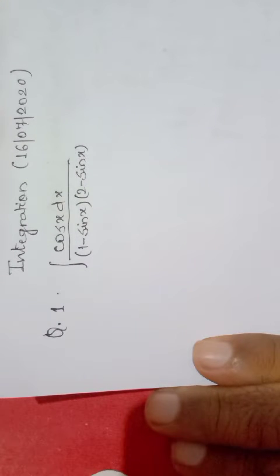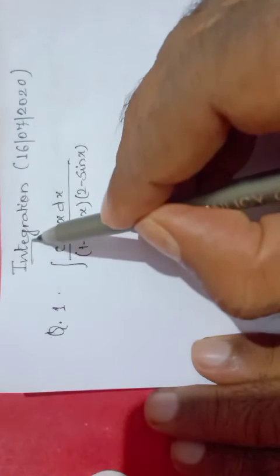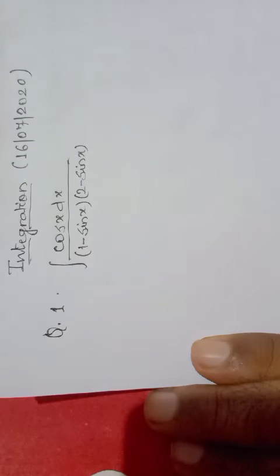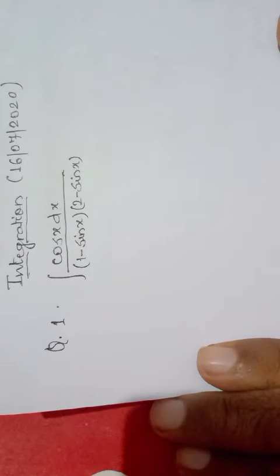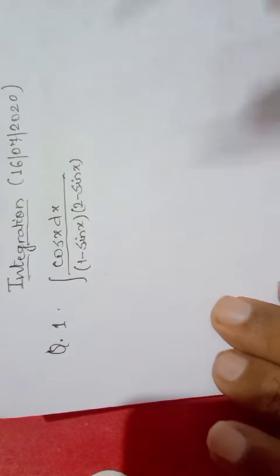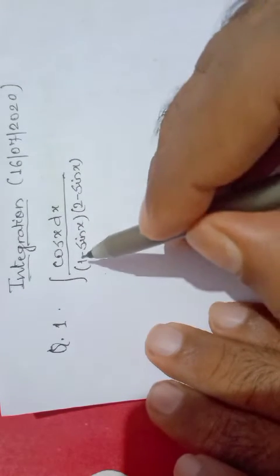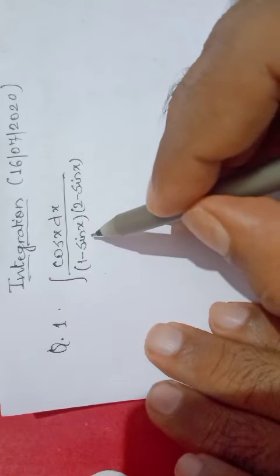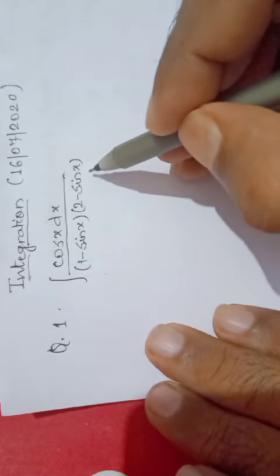As you know, we are in integration and we are doing integration by parts. Today, I am here with some new problems. See the first problem. Integrate cos x dx divided by (1 minus sin x) into (2 minus sin x).